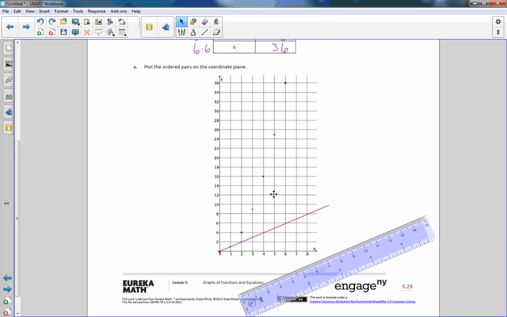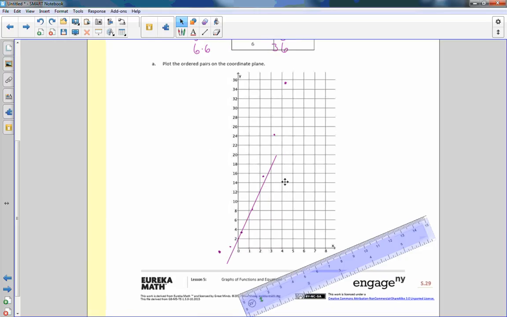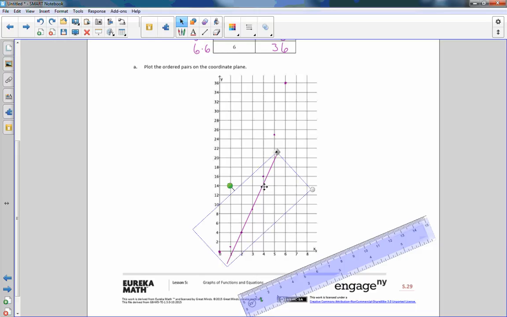Now if I take this line and rotate it until 2 points are on the line, like this. Okay, now those 2 points are on the line, but notice this point and this point are not, and these points are not, and if that continues that way, this is obviously not a linear function, and that's what I wanted to point out to you.